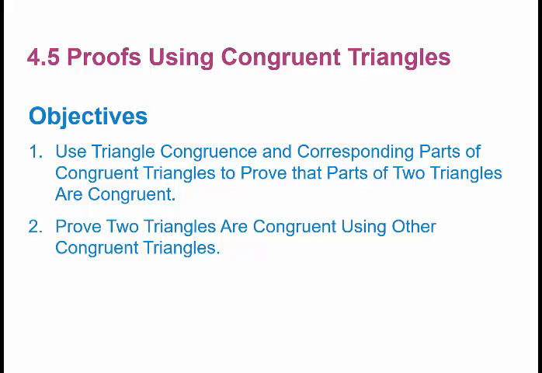First, we want to use triangle congruence and corresponding parts of congruent triangles to prove that parts of two triangles are congruent. So what we'll do is I'll give you two triangles and I'll say prove that this part of one triangle is congruent to another part of the other triangle. And we'll just have to go through our two-column proofs to do this. And then the other thing we want to do is prove two triangles are congruent using other congruent triangles.